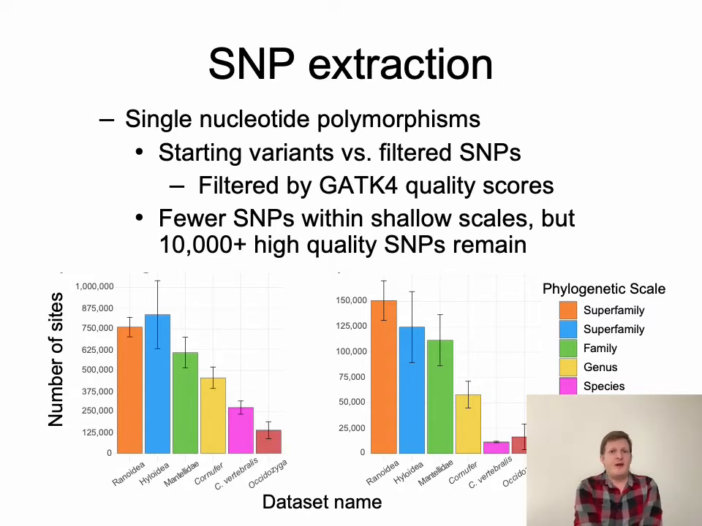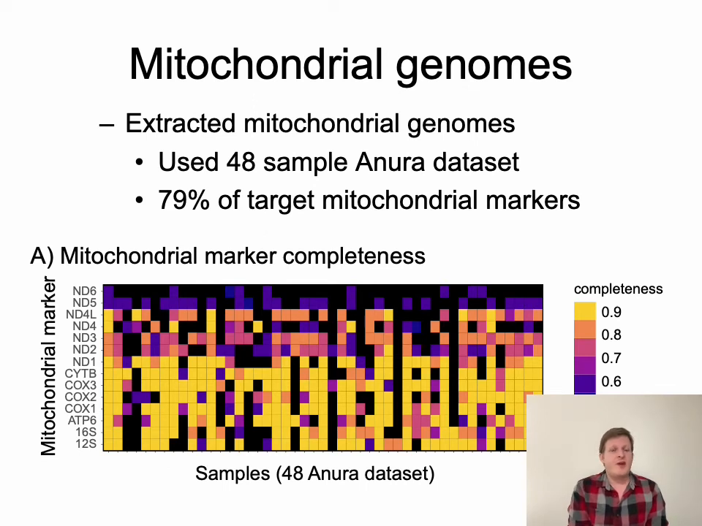so that for each of the probe sets you can have up to 10,000 SNPs that are independent, or tens of thousands of SNPs if independence is not important. And extracting mitochondrial genomes was also very successful. Using the 48 sample Anuran dataset, the percent completeness for each marker for each sample is shown in the grid cells below. The majority of the markers have 90% or greater of the target mitochondrial marker present, and for markers shared in common, it was mostly successful.